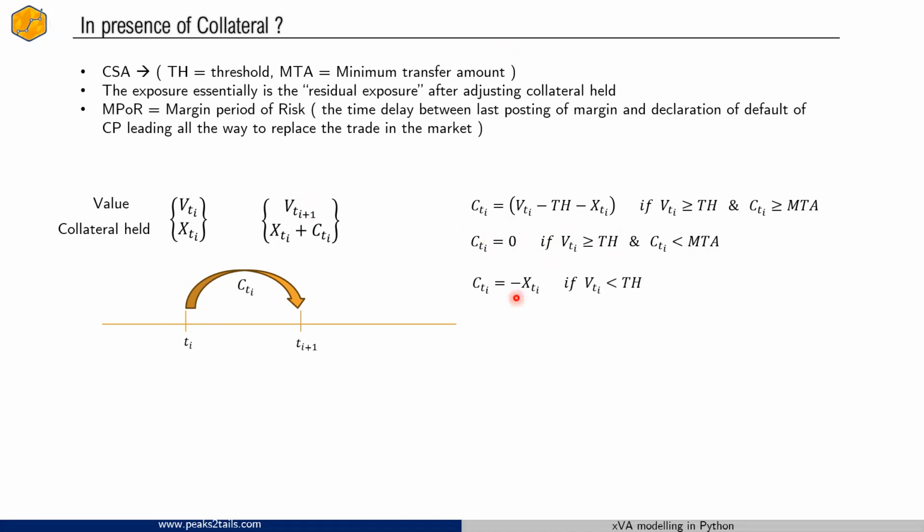Then the last condition is, if the value of the trade goes below the threshold, you actually return the collateral. The collateral that you hold no longer applies because your exposure is even less than threshold. So you don't need to keep the collateral. So you return the collateral. So using these if-else conditions, you have to model the collateral. Okay, makes sense? Any questions? The whole thing, you have to put it in a Monte Carlo routine and you'll get the accurate evolution of trade as well as collateral.